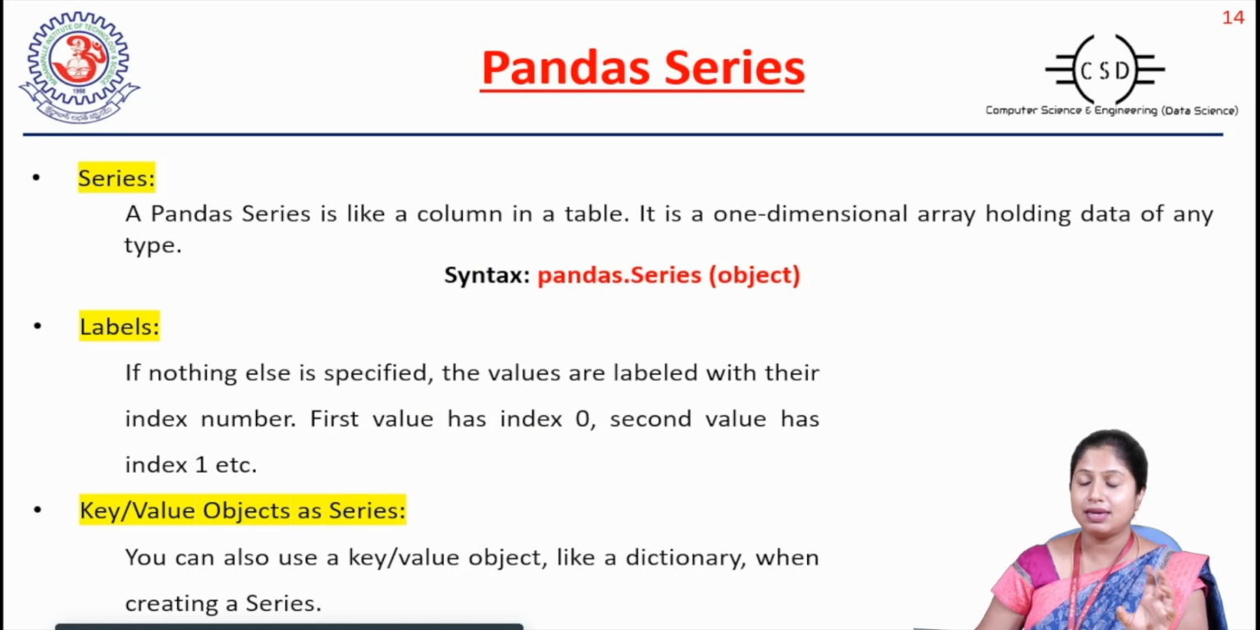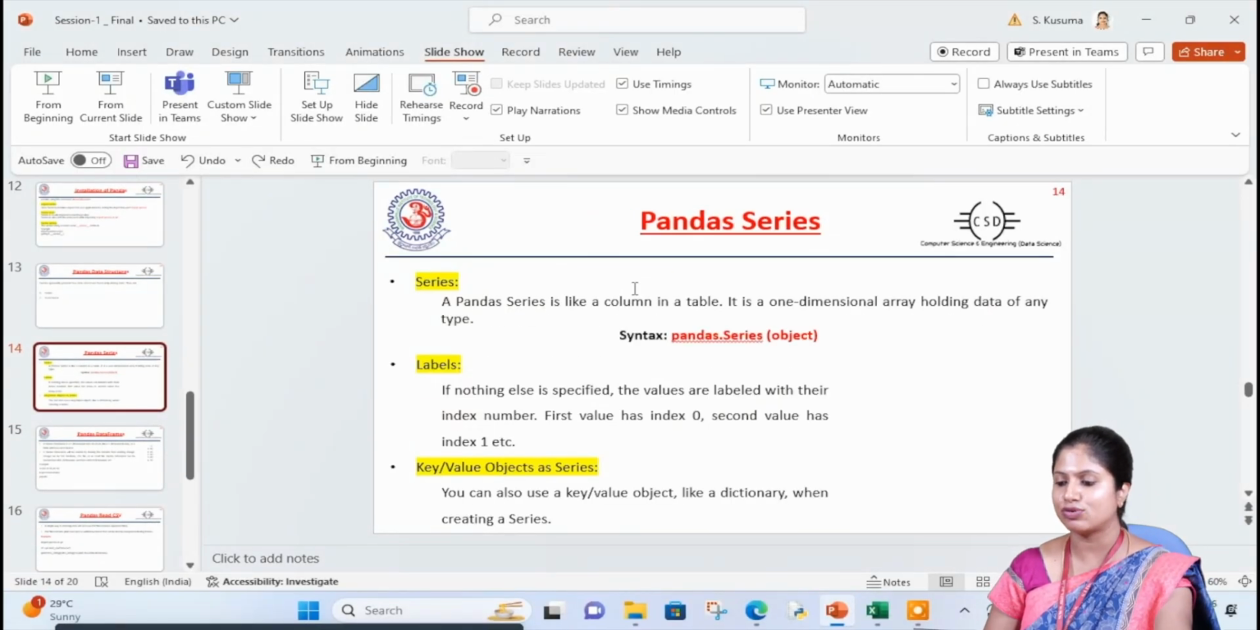And in Python, whatever commands we use are case sensitive. The syntax for the series is pandas dot Series of object. The object can be whatever we create: a list of elements, an array, or a tuple. So I'll use the syntax pandas dot Series to create a series for the given values. Let's see how to create a series of values.